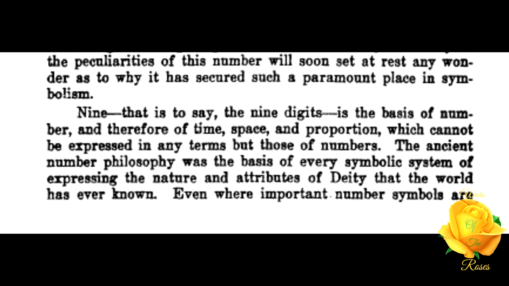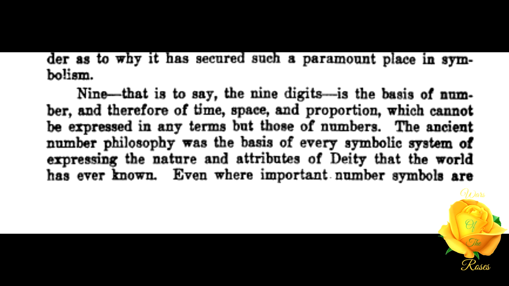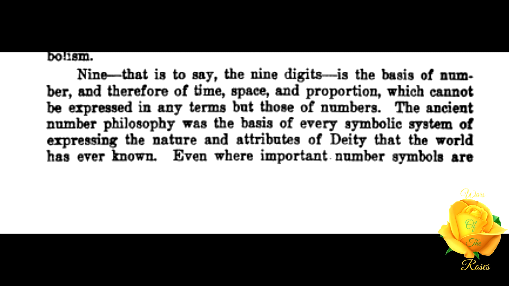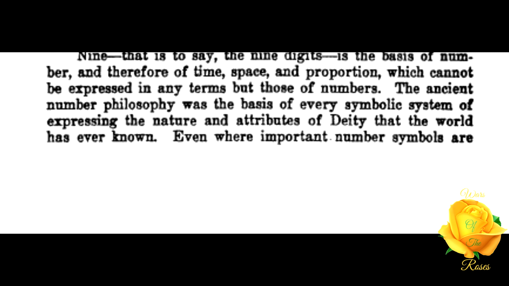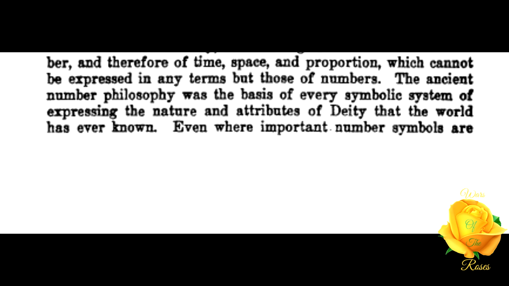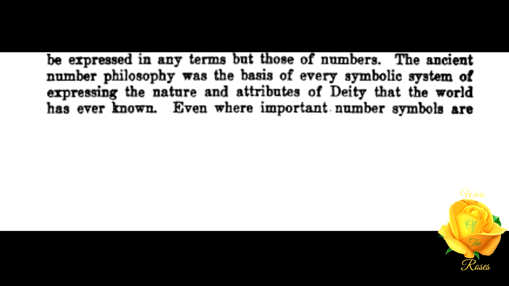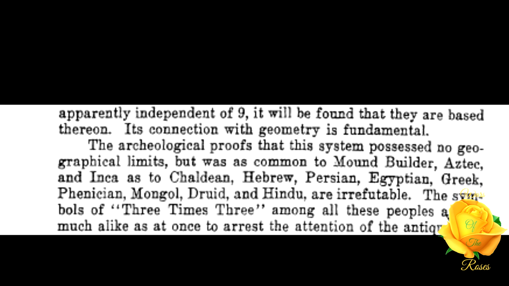9, that is to say, the 9 digits, is the basis of number, and therefore of time, space, and proportion, which cannot be expressed in any terms but those of numbers. The ancient number philosophy was the basis of every symbolic system of expressing the nature and attributes of deity that the world has ever known. Even where important number symbols are apparently independent of 9, it will be found that they are based thereon. Its connection with geometry is fundamental.